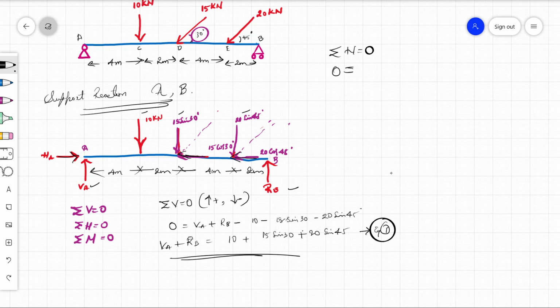So assumption is this side it is positive, this is negative. So HA is moving from left to right, so it is positive, minus 15 cos 30 minus 20 cos 45 degree. So from this I got the HA value. The value of the HA is 27.13 kilo Newton.